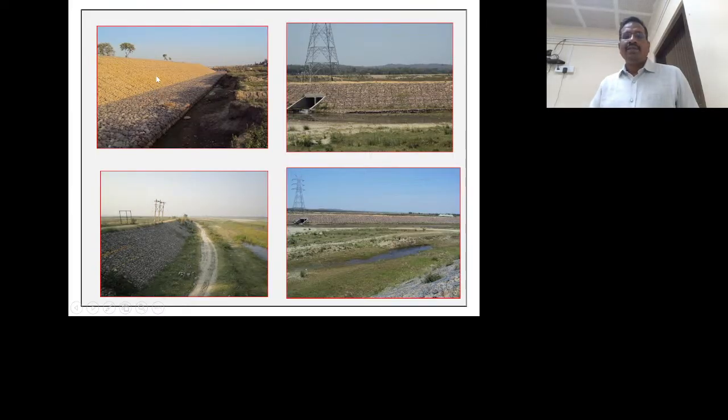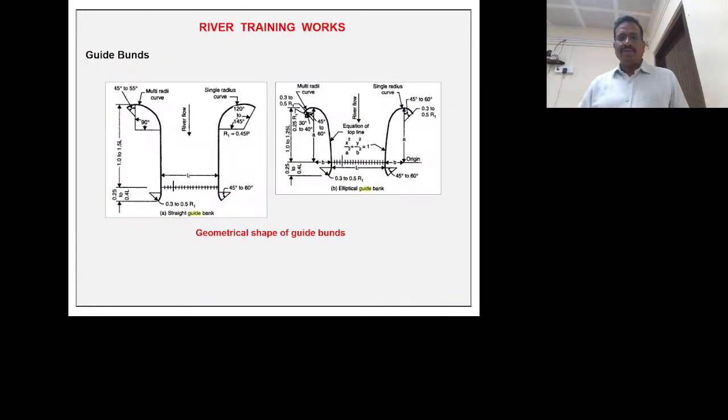Okay, and these are the boulders in crates. Here you see this is the earthen embankment, and they have protected the slope by using these stone crates. This is the launching apron. After vegetation, you are not seeing the boulders there. So by growing these plants also, they are protecting this protection works.